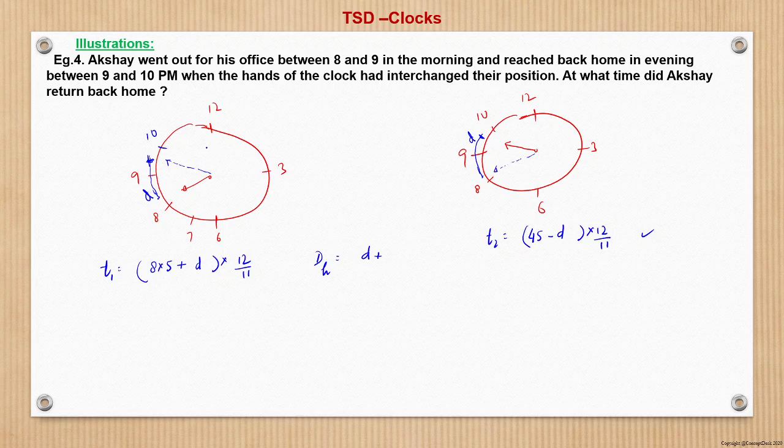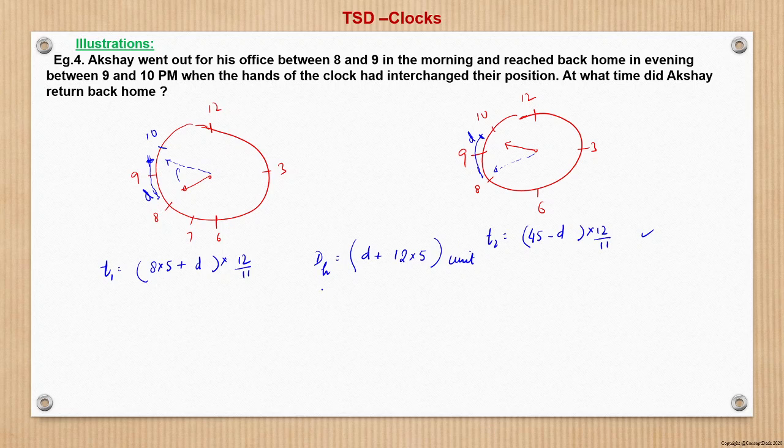We can just see here, our hand first travels from here to here, and then it will take another complete round, that is it will cover 12 hours more to be here in the evening. So d plus 12 hours, and each hour is 5 units. So d plus 12 into 5 is the distance covered by our hand during this time.